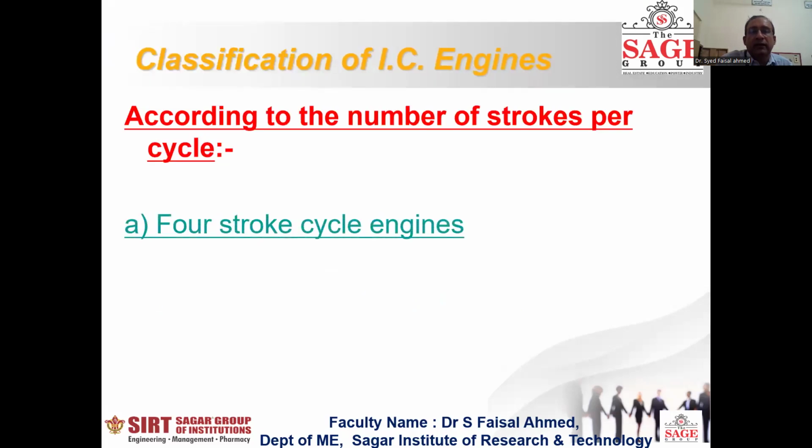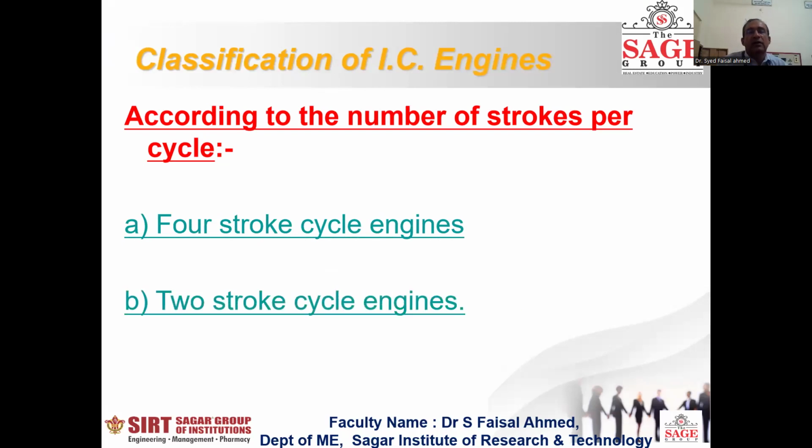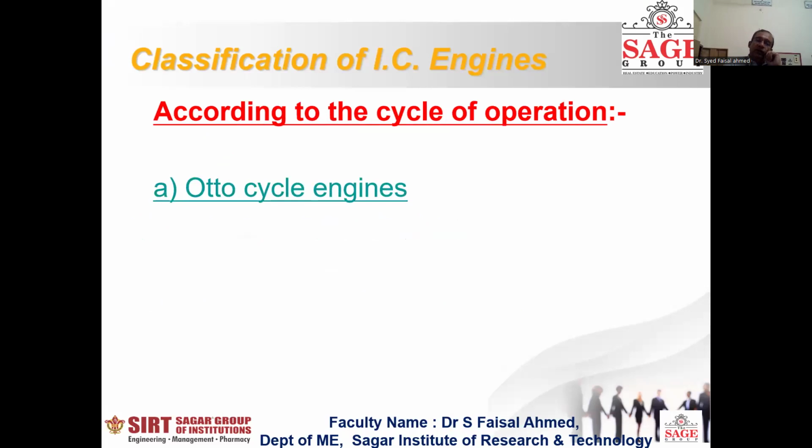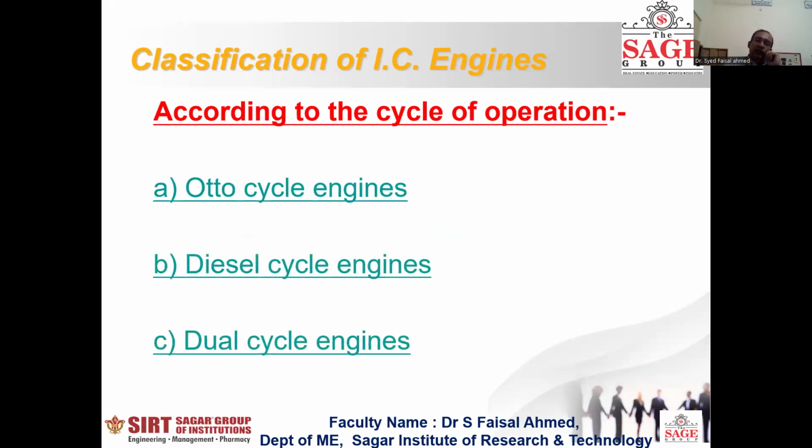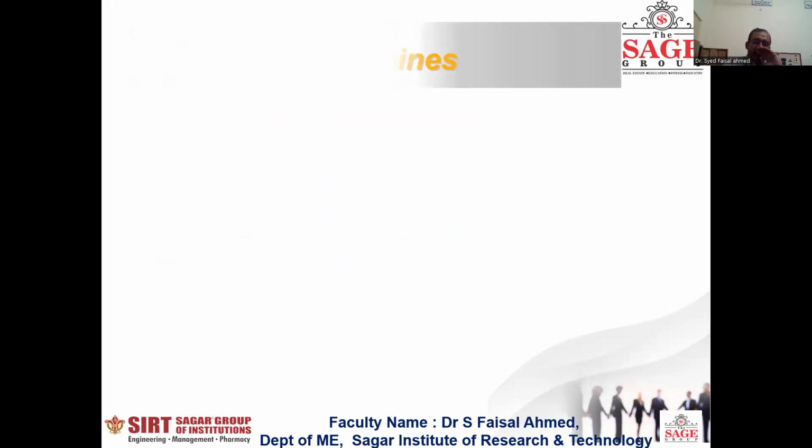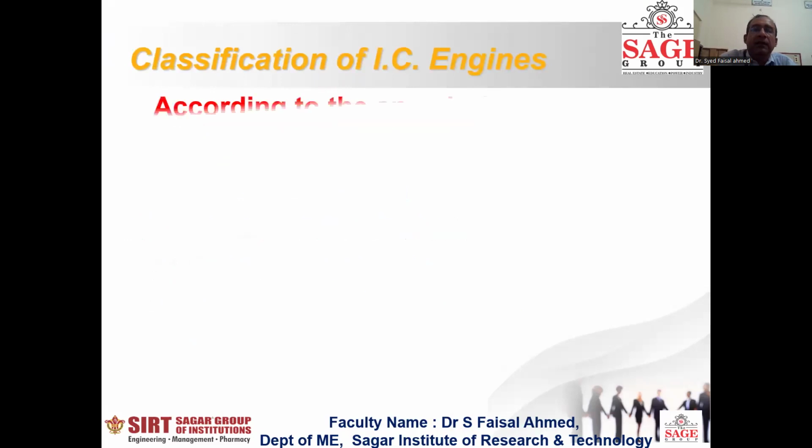Then classification according to the number of strokes per cycle, that is four-stroke cycle and two-stroke cycle. These are the various classifications of the engine according to cycle operation: Otto cycle, diesel cycle, dual cycle. Among the types of cycle used, in the diesel engine the dual cycle is mainly used.